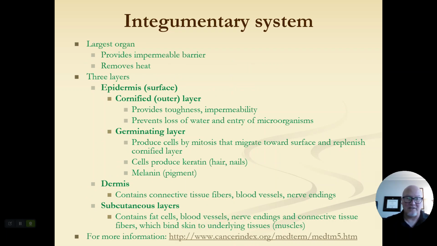The integumentary system. This would be all of your coverings, okay, your skin, your hair, your nails. All of these are part of your integumentary system. Your skin is the largest organ in your body. The integumentary system also contains all of the glands that will secrete oils onto your skin. It contains your hair follicles. It contains all of the blood vessels and nerve endings. So this would be your integumentary system.